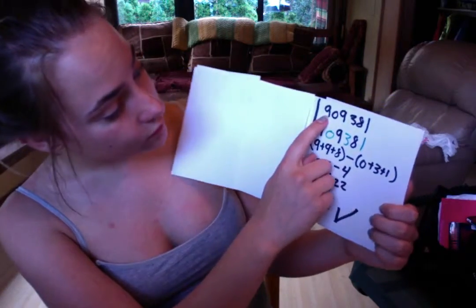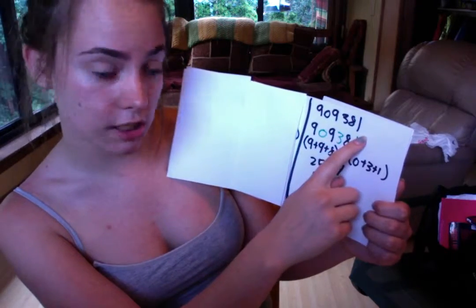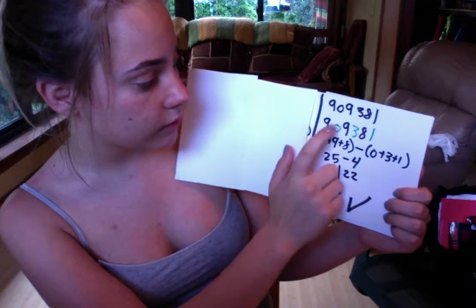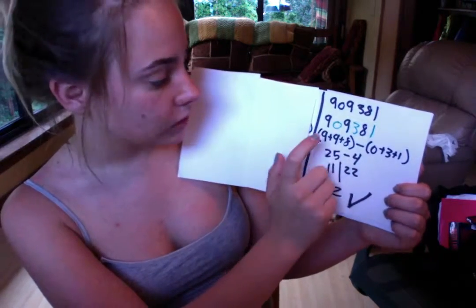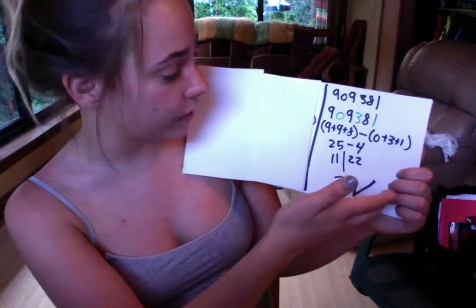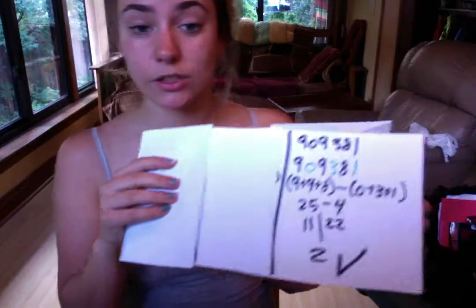On our last one, we have 909,381. Our odd place numbers are 9, 9, and 8. Our even place are 0, 3, and 1. 9 plus 9 plus 8 minus 0 plus 3 plus 1. Do your parentheses. 25 minus 4. 11 divided by 22 is 2. So this number is divisible by 11.